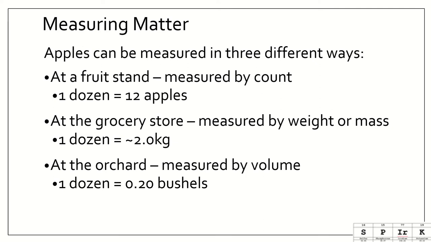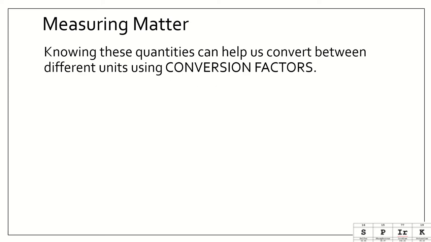And at the orchard, where you would pick them, so think like Lynn's Fruit Farm, they'd be measured by volume. So 1 dozen is about 0.2 bushels. Because a bushel, they're going to give you a certain size basket, and you're going to fill that basket to a certain amount. So a dozen apples is about 0.20 bushels. So knowing these quantities can help us convert between different units using conversion factors. And we've done conversion factors before. Now we're getting into the chemistry-related conversion factors.